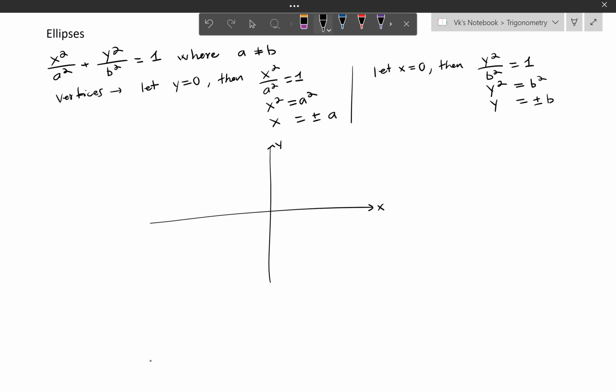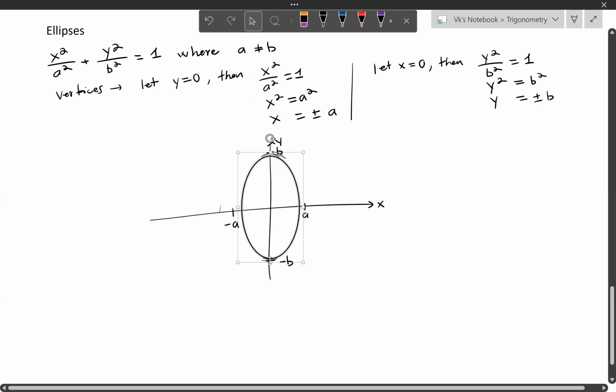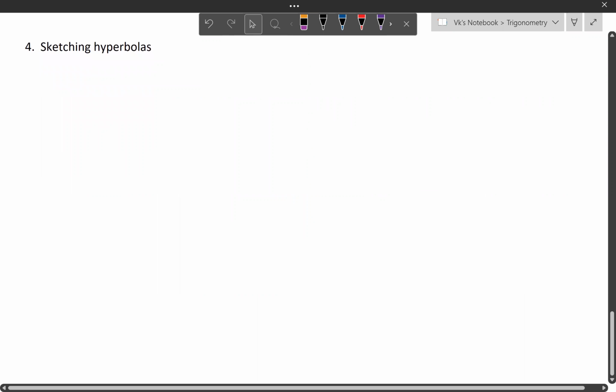So here comes x, here comes y. a, minus a, b, minus b. This is an ellipse. Now for sketching hyperbolas.